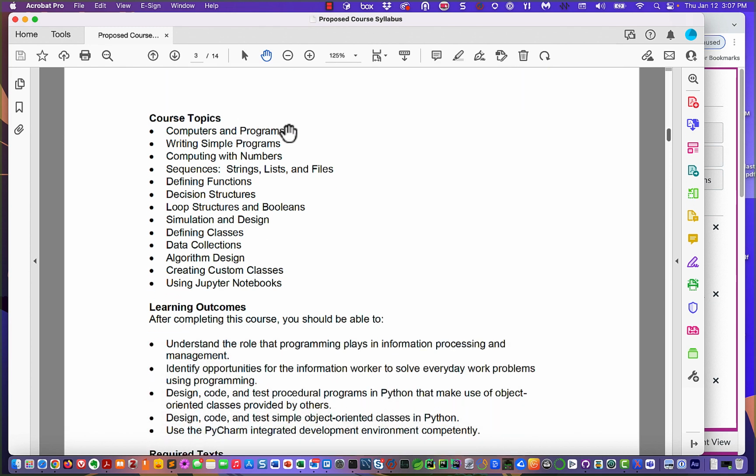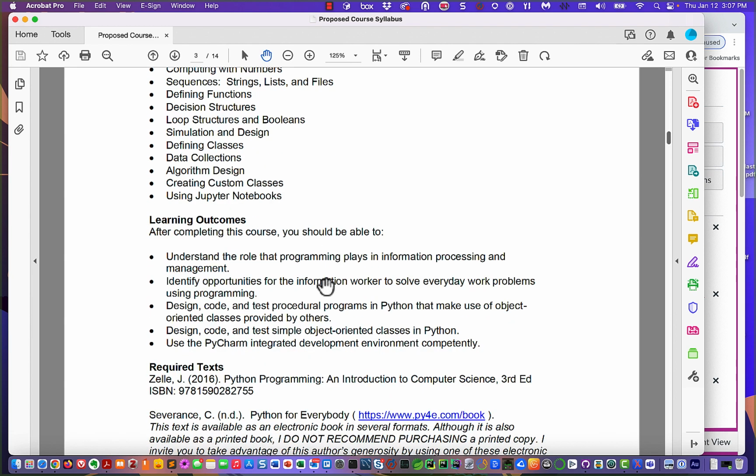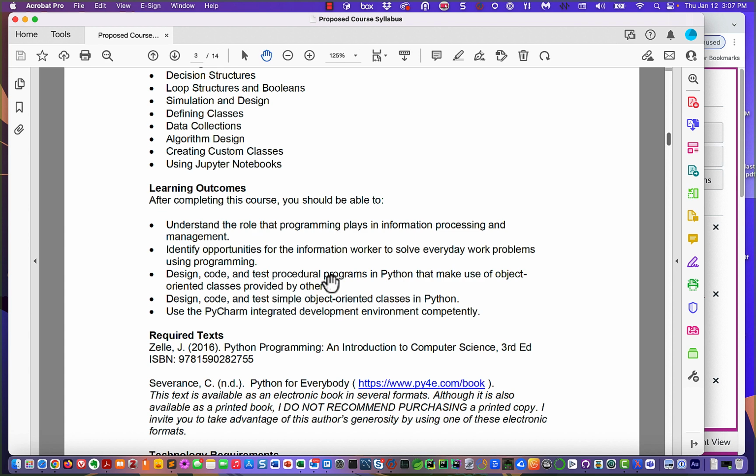The topics are the ones I went through when I went through the schedule. The learning outcomes: understand the role that programming plays in information processing and management. Identify opportunities for the information worker to solve everyday work problems using programming. Design, code, and test procedural programs in Python to make use of object-oriented classes provided by others. So most of the work that we're going to be doing will use Python classes that are either built in or provided by me.